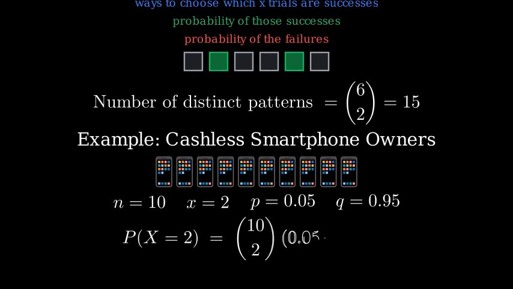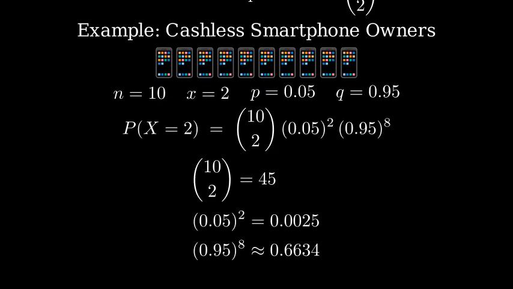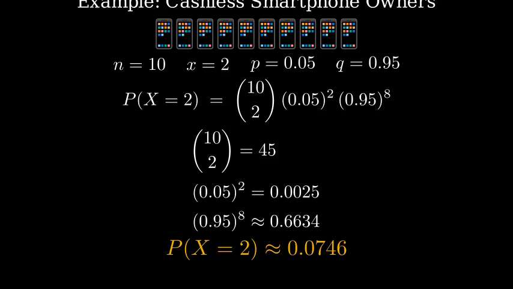P of 2 equals 10 choose 2 times 0.05 squared times 0.95 to the 8th power. 10 choose 2 is 45. 0.05 squared is 0.0025. 0.95 to the 8th is approximately 0.6634. Multiplying gives approximately 0.0746. So there is about a 7.5% chance of exactly 2 cashless people out of 10.